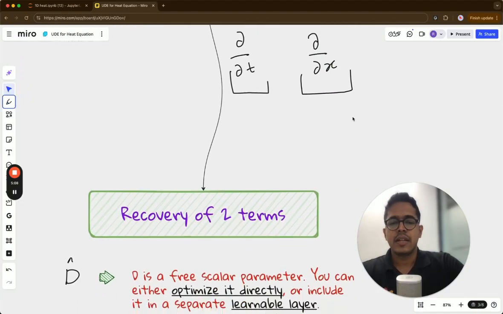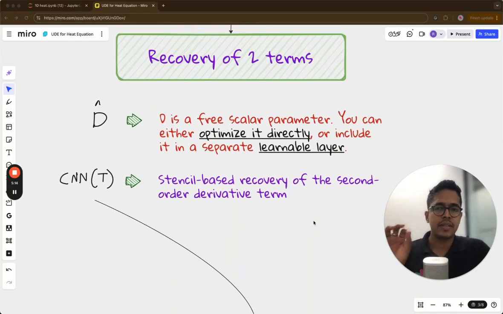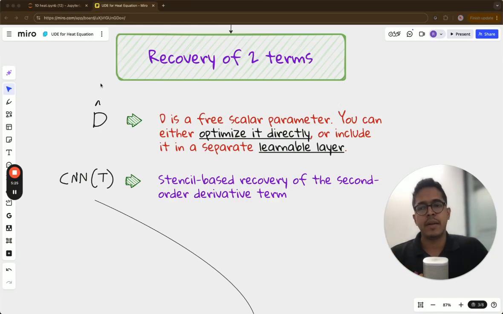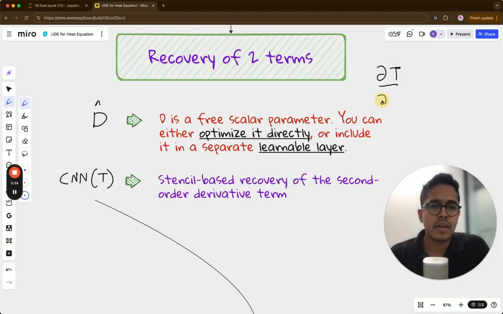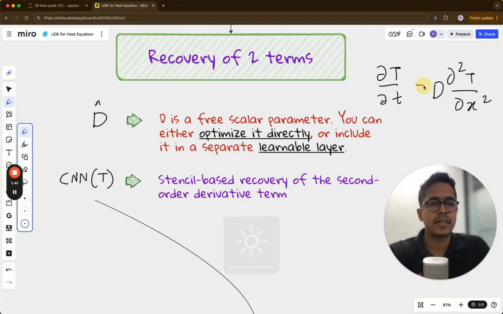Now, first of all, let us talk about the two terms that we are recovering. So the two terms are, first, D cap. D cap is the predicted value of D. It's a parameter which scales whatever prediction we make for the equivalent of ∂²T/∂x². So in the heat equation, ∂T/∂t is proportional to ∂²T/∂x². So whatever the ∂²T/∂x² value is, you are scaling it using the diffusion parameter to get the exact value of the rate of change of temperature, right? This is what you're doing.